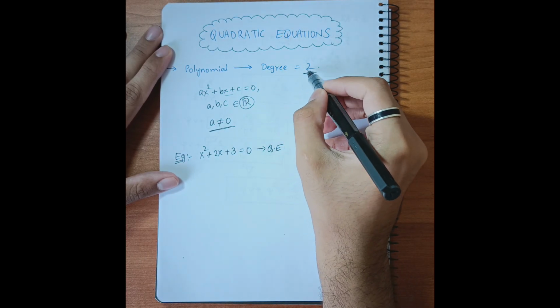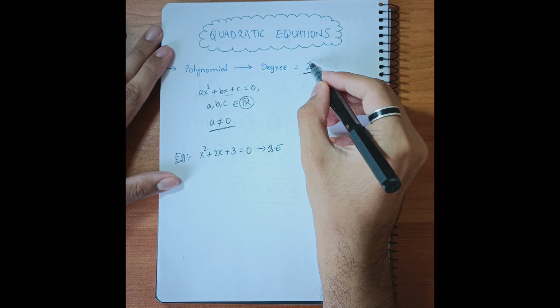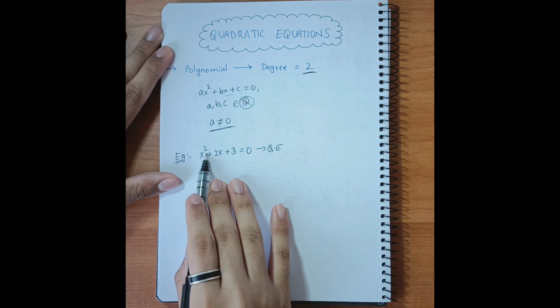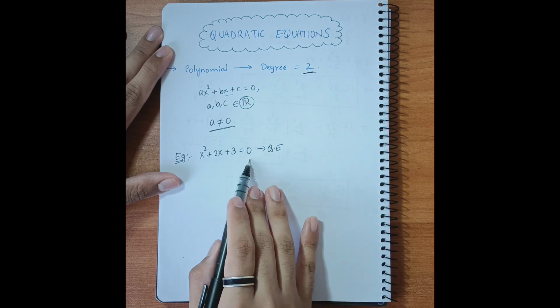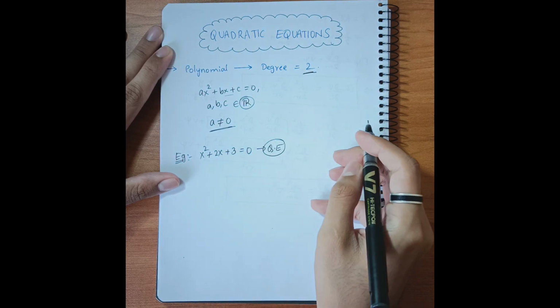Here, the degree of the equation is the highest power of the variable. So, we have 2 as the highest power of the variable x. So, this equation can be considered as a quadratic equation.